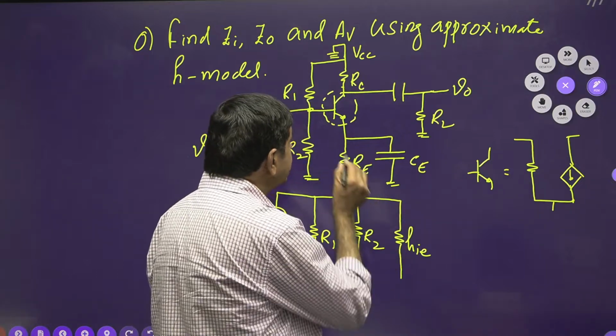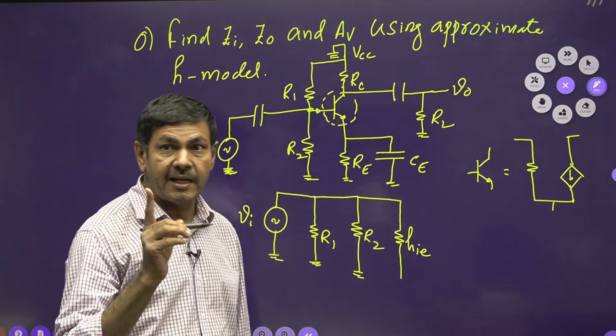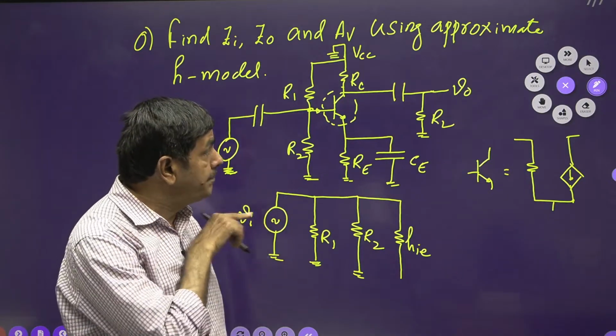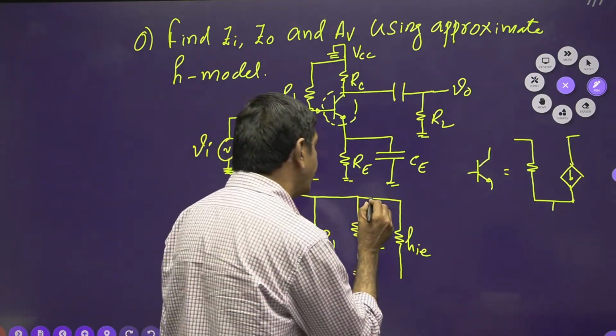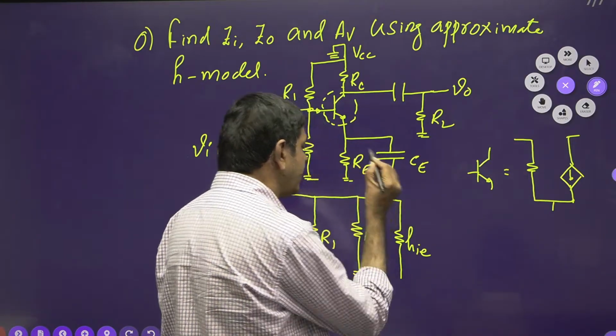What current is passing this side? Base current is passing. There we had taken I1, but here it is to be taken as base current IB. Small letters are used in AC analysis. So ib is passing this side.